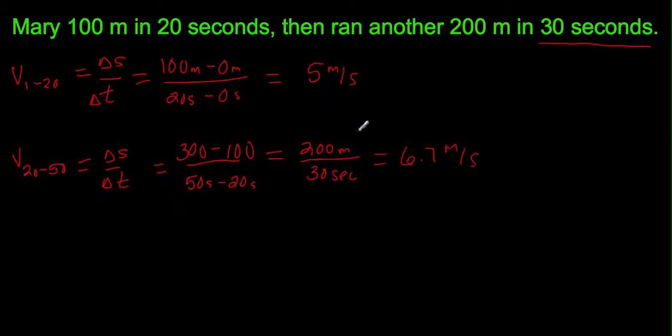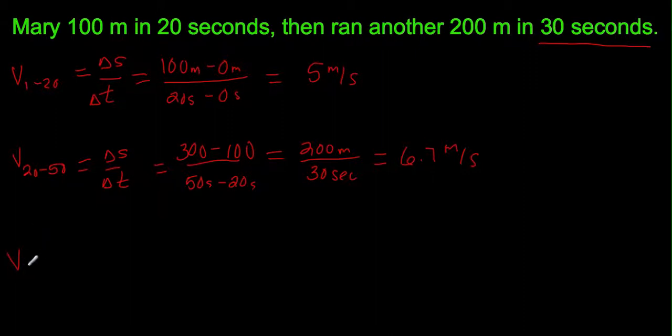And that should make sense. Like we said, we covered twice as much distance, but had 1.5 times the time that we did for the first 100 meters. So what if we wanted to know what happens in our entire trip? Well, we should expect that to be somewhere in between these two things.